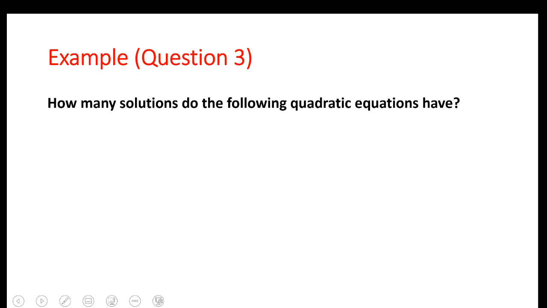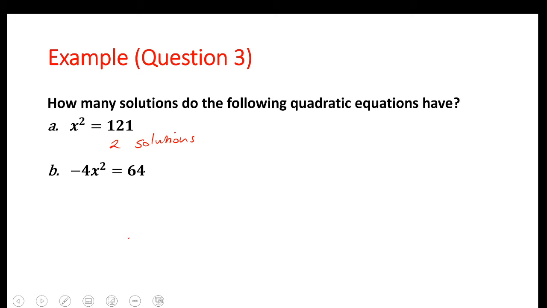Okay, so we're going to be starting at question 3. And we're going to be working out, well, how many solutions do the following quadratics have? X squared is equal to 121. Well, this number is positive, so this number has 2 solutions. Okay, that's it. So how many solutions? That one has 2.